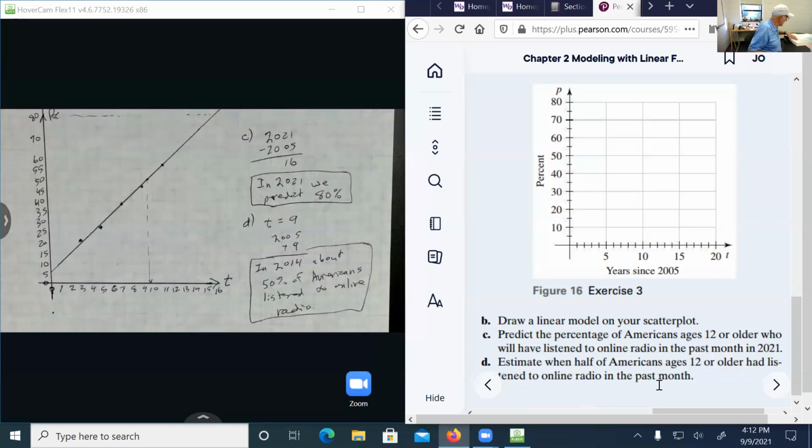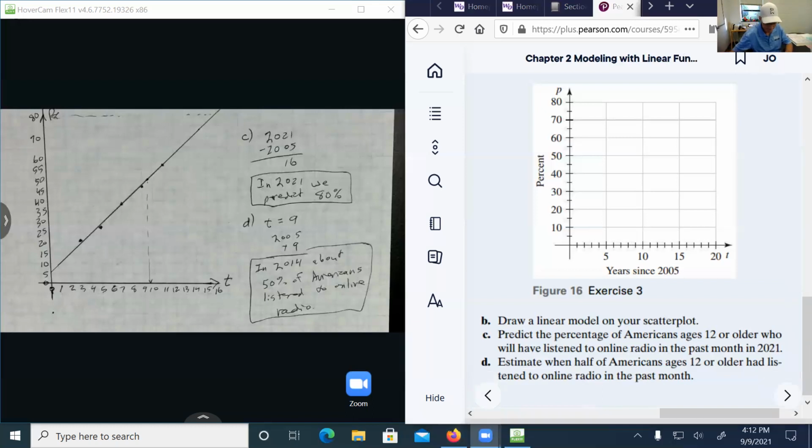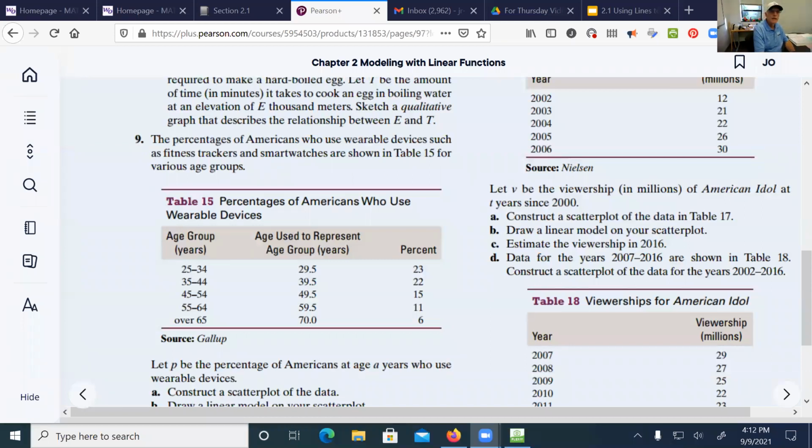Okay, the second example I'd like to do today is number 9. Let's read question 9. The percentages of Americans who use wearable devices such as fitness trackers and smartwatches are shown in the table. Obviously, this has been quite popular. This one is not with years, but with age groups. 25 to 39-year-olds, 23%, 35 to 44-year-olds, 22%, over 65, only 6%. So it looks like the older people get, the less they use fitness trackers and smartwatches.